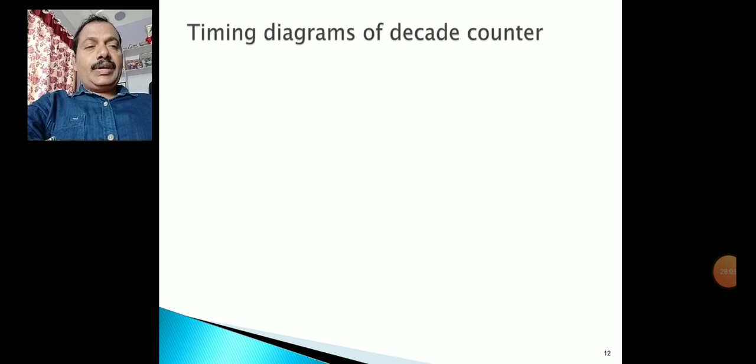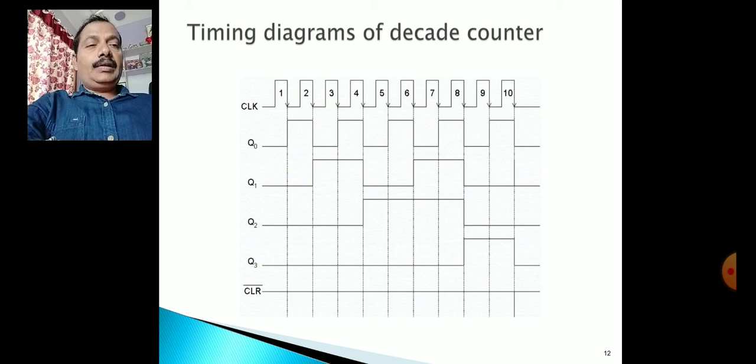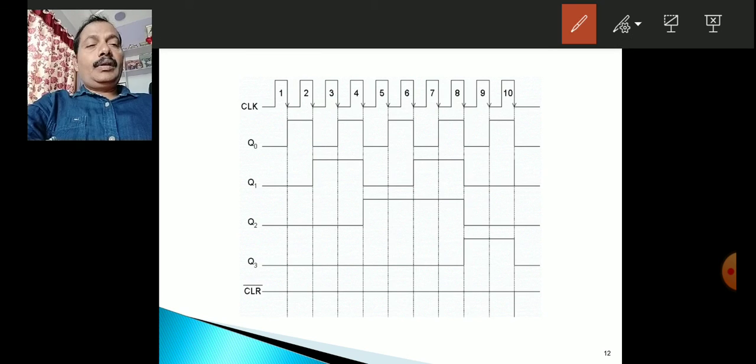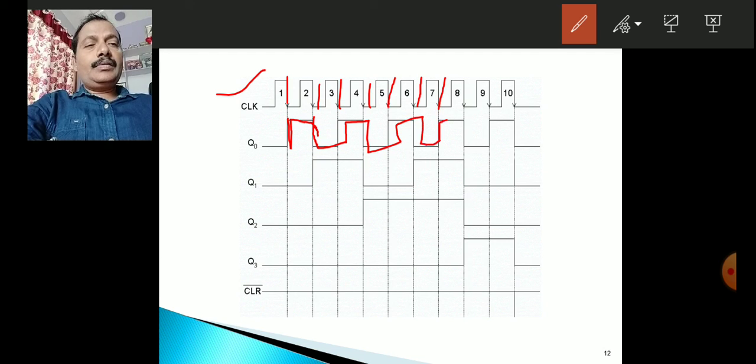Timing diagram: let us consider the decade counter. Here the first flip-flop is taking the main clock input. For every negative edge, the first flip-flop will toggle like this. You see, it is toggling. Next it toggles, next toggles, next toggles like this.